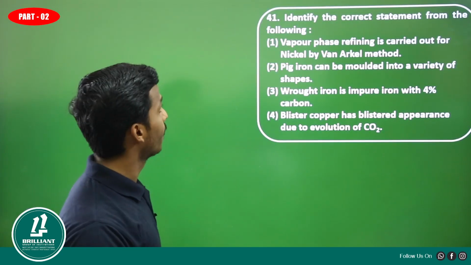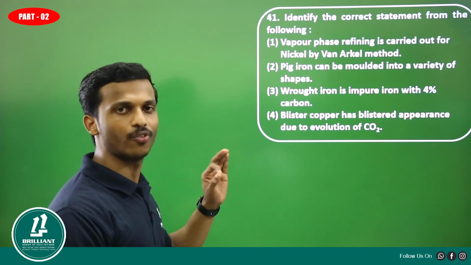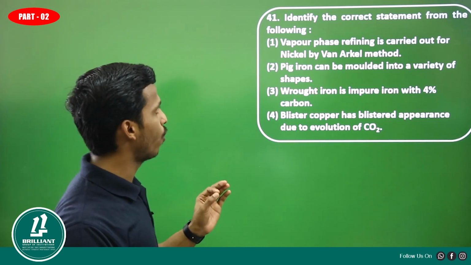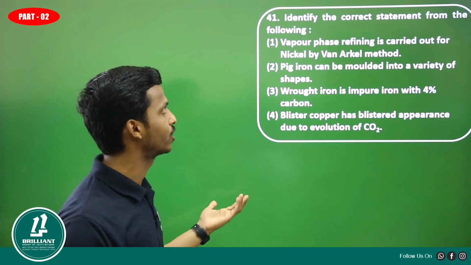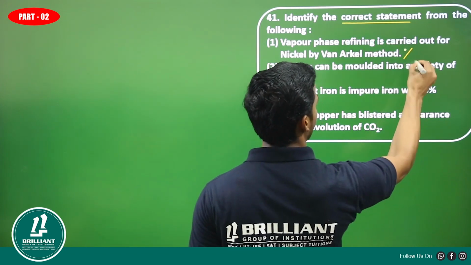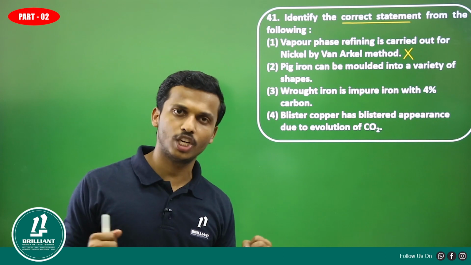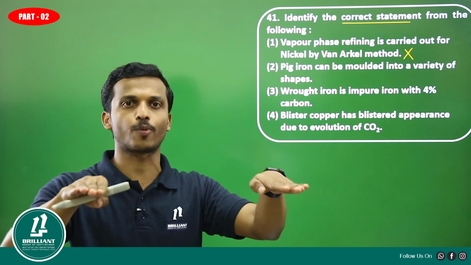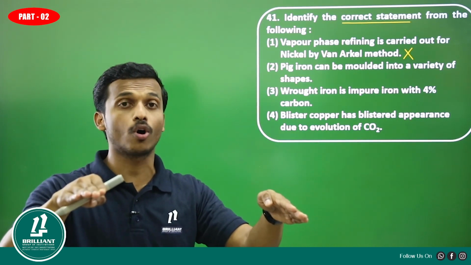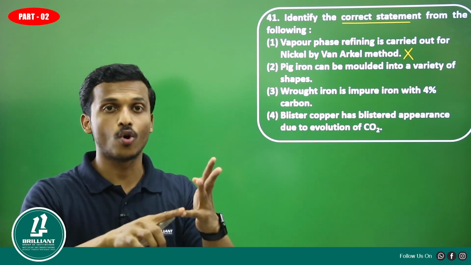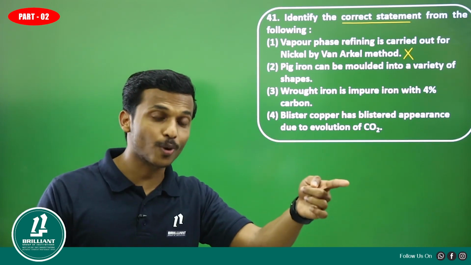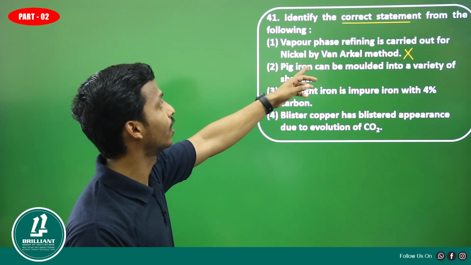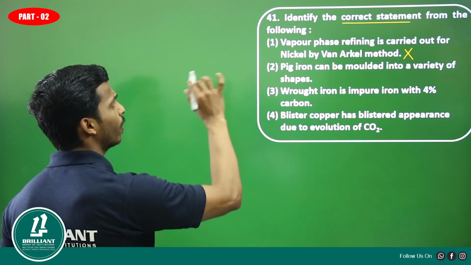Question number 41. Identify the correct statement from the following. What is the first statement? Vapor phase refining is carried out for nickel by Van Arkel method. It's a wrong statement, right? We studied in the metallurgy chapter, vapor phase refining is classified into two: Van Arkel method and Mond process. Van Arkel method is used for purification of zirconium, thorium, titanium. Mond process is used for nickel. Here they are giving Van Arkel method for nickel. That's wrong.